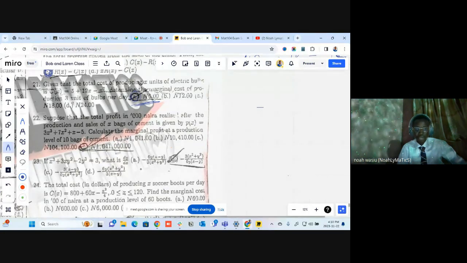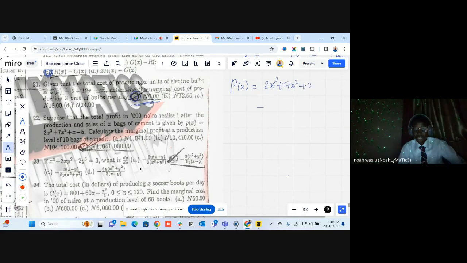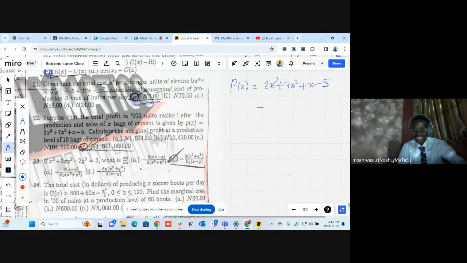For this question number 22 now, we are given a profit function, see it here. P of x is given to us as 3x cubed plus 7x squared, then plus x minus 5. Calculate the marginal profit. Anything marginal, just differentiate. Marginal, just differentiate. Please take note. Marginal profit means just find P prime of x.